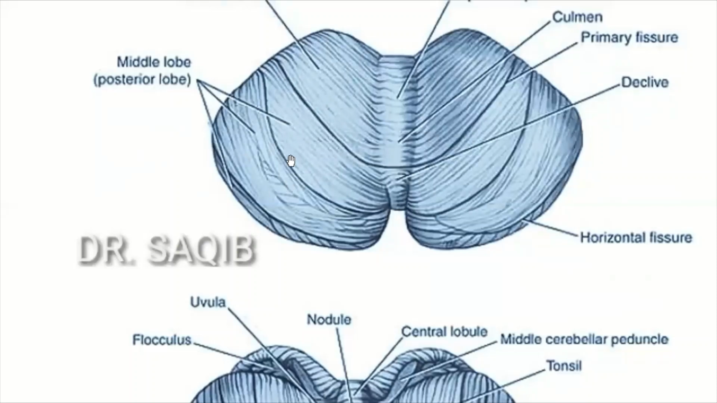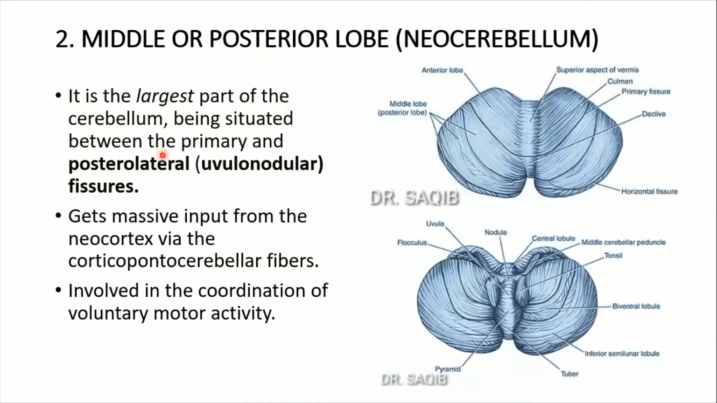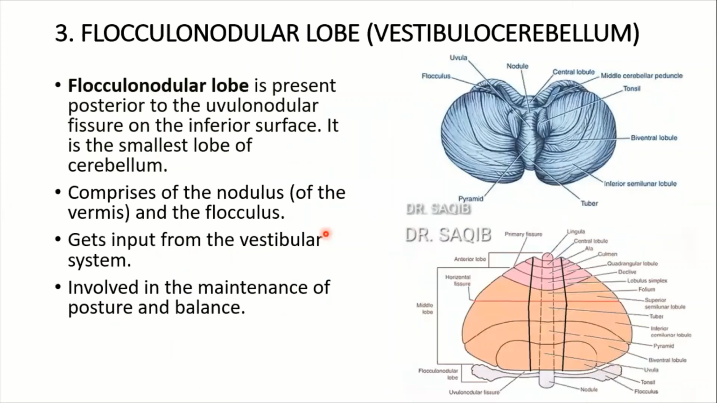This middle or posterior lobe is the largest part of the cerebellum. It gets massive input from the neocortex via the corticopontocerebellar fibers. It is involved in the coordination of voluntary motor activity. Voluntary motor activity, very important.